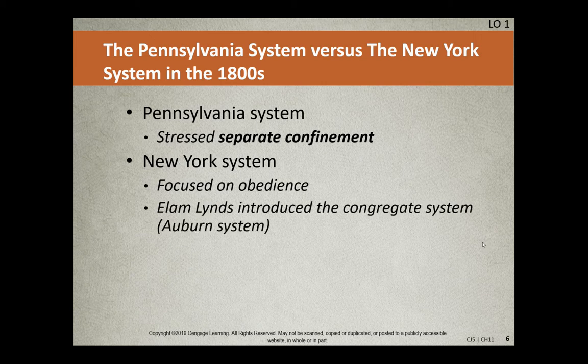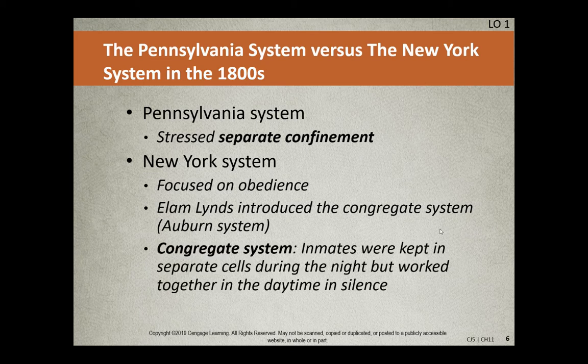And like Pennsylvania's separate confinement system, the congregate system was based on silence and labor. Inmates worked and ate together with silence enforced by prison guards. The Auburn system proved more popular, and a majority of the new prisons built during the first half of the 19th century followed New York's lead, though mainly just for economic reasons rather than philosophical ones.